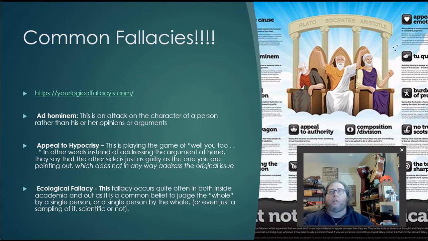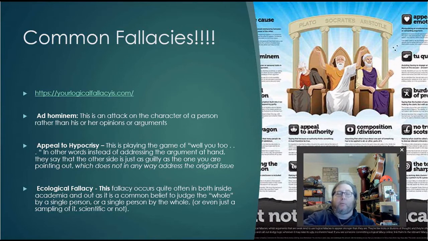In other words, if you're talking to someone in class and the person gives their particular opinion, all right, you cannot rebut their opinion by saying they're a butthead. Not going to work. All right, you have to rebut their opinion based on the merits of what they say. All right. Fallacy number 2: appeal to hypocrisy. This is playing the game of well, you too. In other words, instead of addressing the argument at hand, they say that the other side is just as guilty of doing the very thing you're pointing out, which does not in any way address the original issue.